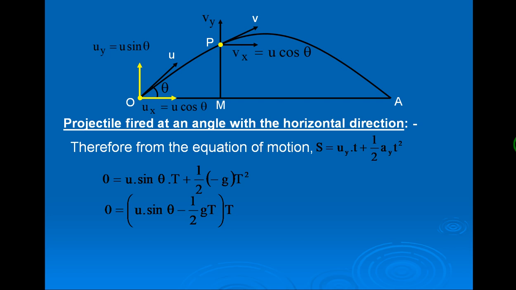Now dividing both sides by capital T, we get 0 is equal to u sin theta minus half gt. Now take the term half gt to the left hand side. We get half gt is equal to u sin theta, which implies capital T is equal to 2u sin theta upon g. This is the formula to find the time of flight. Put this as equation number 4.